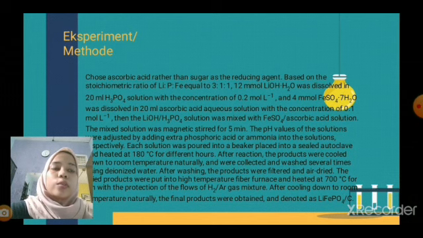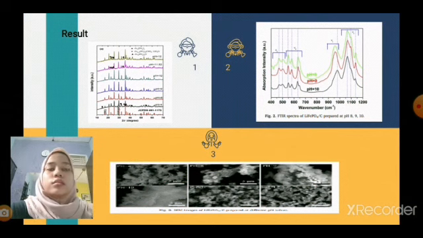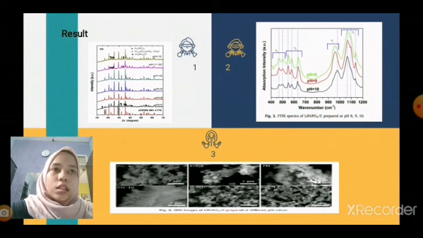Method has a purpose to explain how the data were collected, and then you can see the method of the article. Next is result. Result has a purpose to describe what was discovered, and then you can see the result in the article.